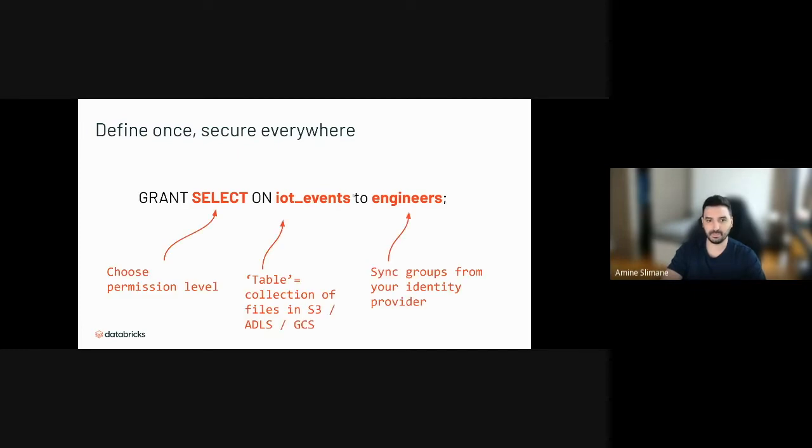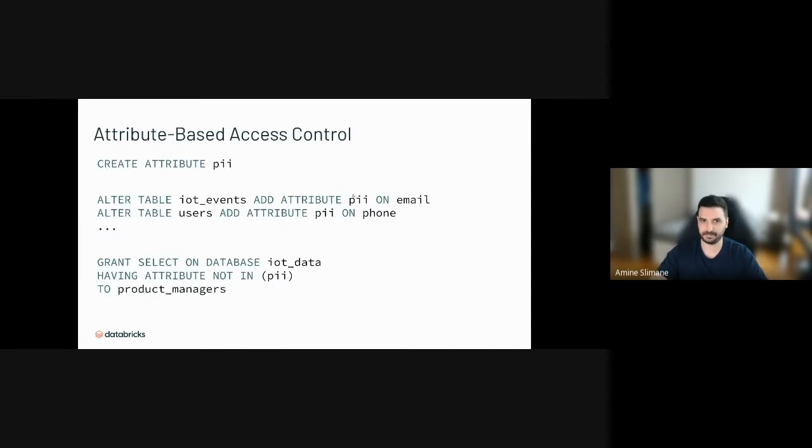So here's the permission level on the table, which is at the end of the day a collection of files, in your favorite file storage, no matter whether you're using AWS, Azure, or Google. And finally, it's completely synced with your users and your user groups from your identity providers. All right. So I think we can pass on this one. You already saw it, the attribute-based access control. I'm creating an attribute, then I will alter the table with this attribute on all relevant information, and then you will deal at an attribute level for all your governance.